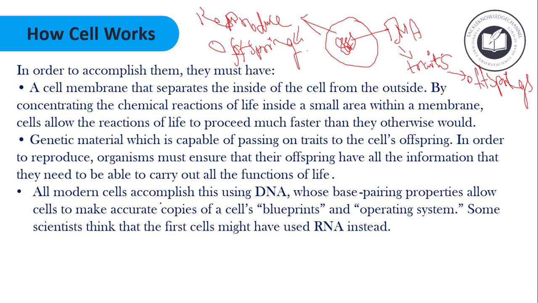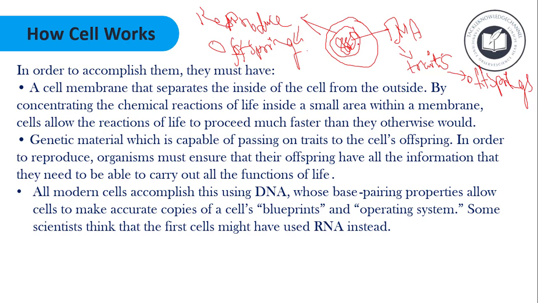All modern cells accomplish this using DNA. All modern cells accomplish this by using DNA, whose base pair properties allow cells to make accurate copies of cells. So it depends on the base pairing properties, which allow the cell to make accurate copies of the cell.